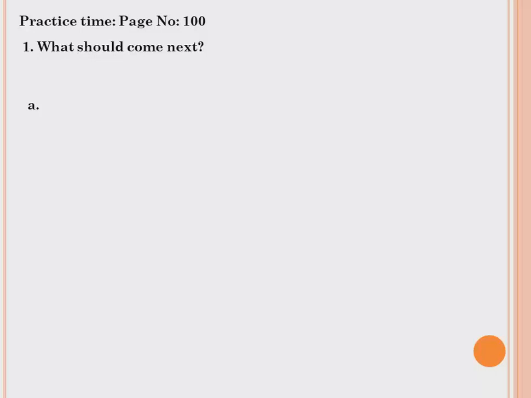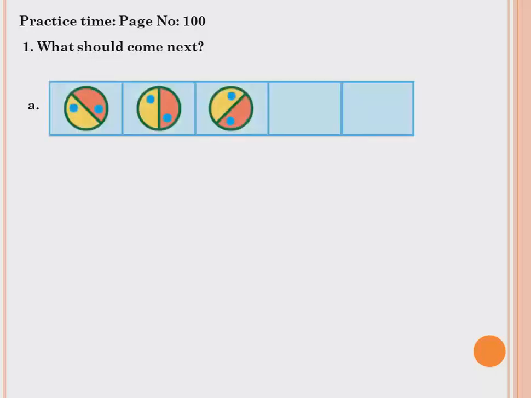Practice time, page number 100. What should come next? So now they are asking what should come next. First the line is slanting, like this, and then the line came to the center, and then the line slanted this side. One second children. Here it was, then it became like this, then it became like this. Accordingly the circle is also rotating. So then what will be the next turn?